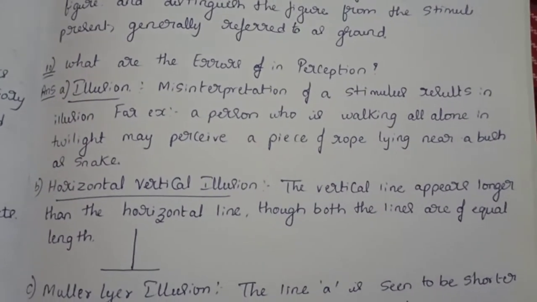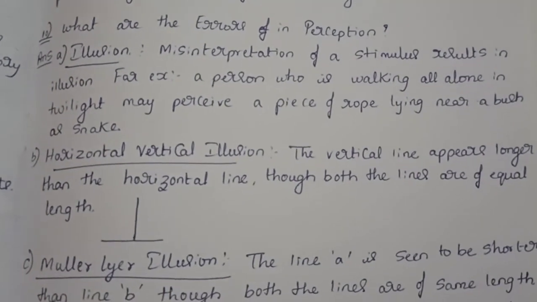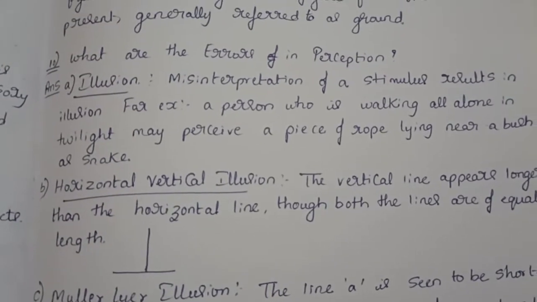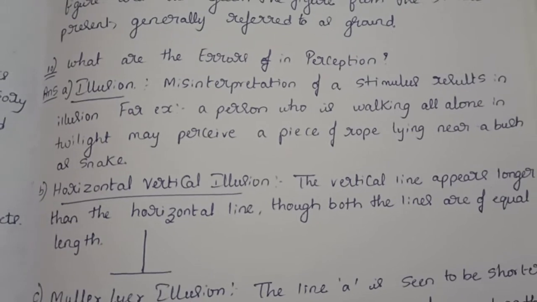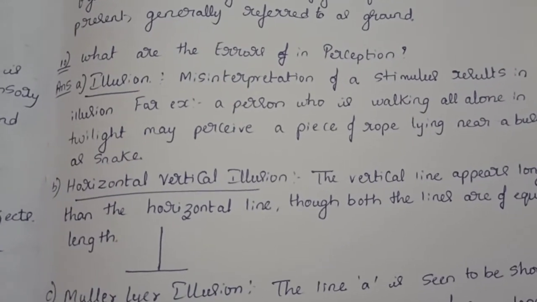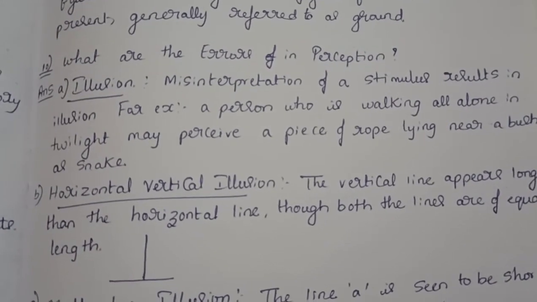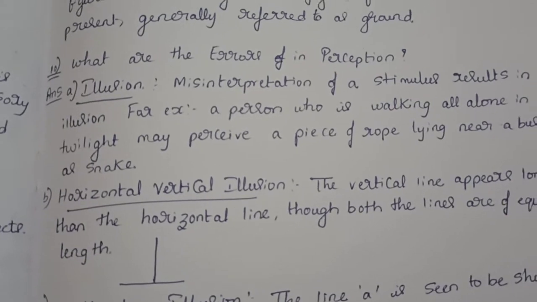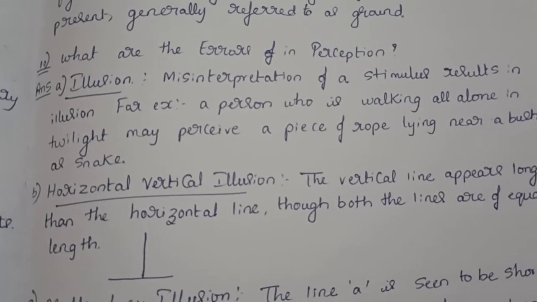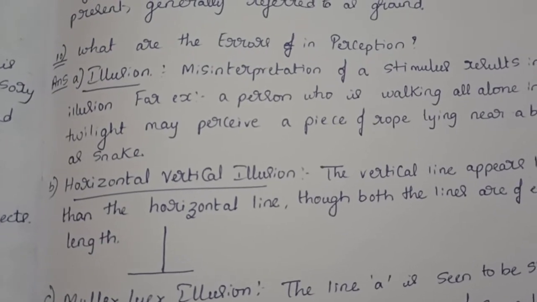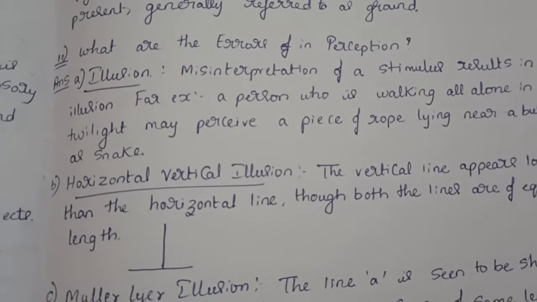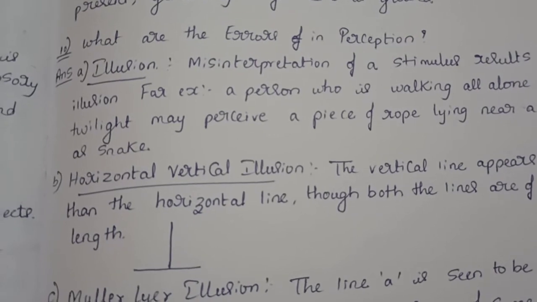So the next topic, and the last topic in this chapter, is errors in perception. The first error in perception is illusion. Basically, illusion is misinterpretation of a stimulus. They will misinterpret things.